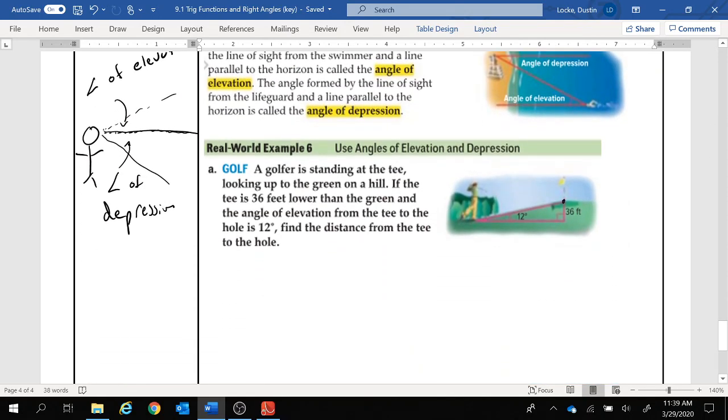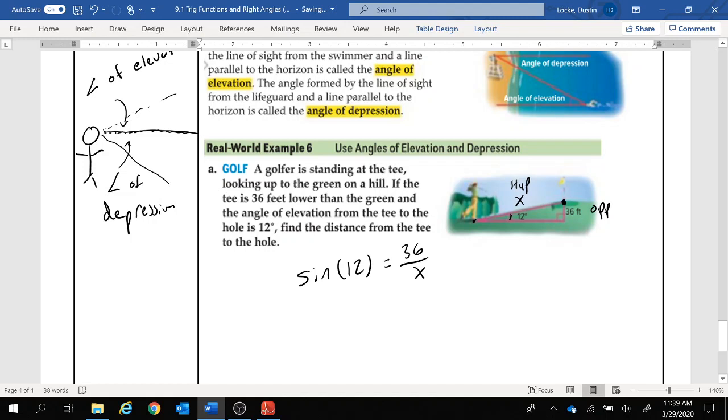So notice the hole is going to be right here, and we are standing right here. So we're trying to find this missing side. That's the closest distance from the tee to the hole. The angle that's given is 12, we have our opposite side here, and the longest side across from the right angle would be your hypotenuse. So which trig ratio requires us to use opposite and hypotenuse? Yep, that'd be sine, right? SOHCAHTOA. So sine of 12 equals 36 over x.